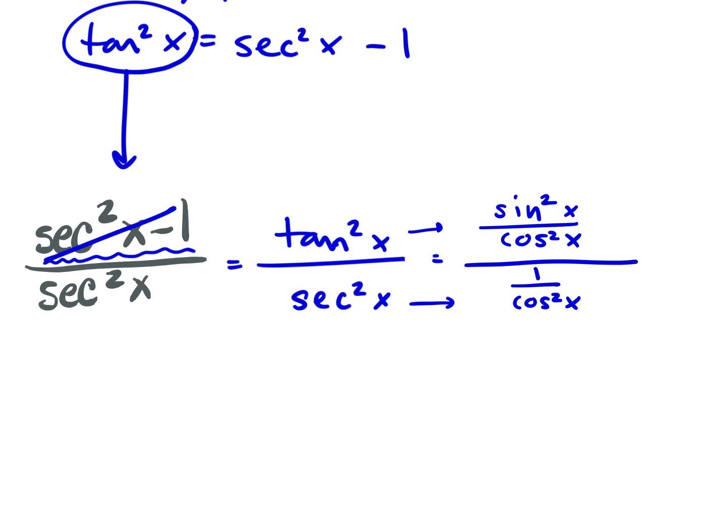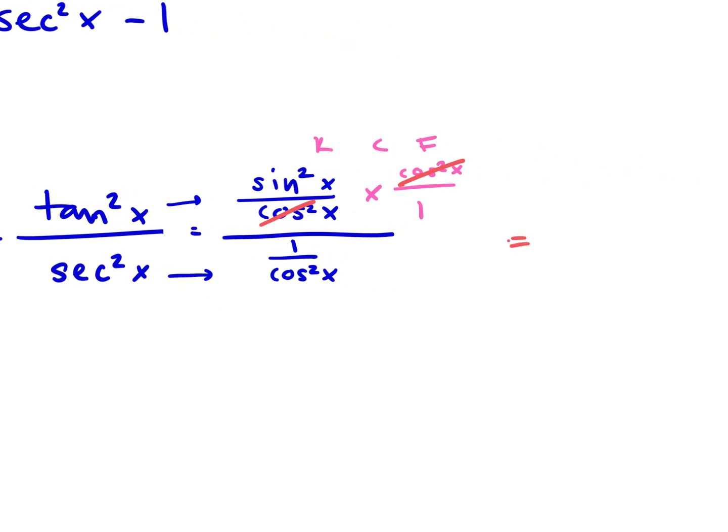So when we have a fraction and a fraction, we can keep, change, flip. Keep the top, change to multiplication, and flip the bottom to cosine squared over 1. And you cross them out. If you're multiplying and you have the same thing on the top and the bottom, they can cancel. And what are we left with? Sine squared. That's it.